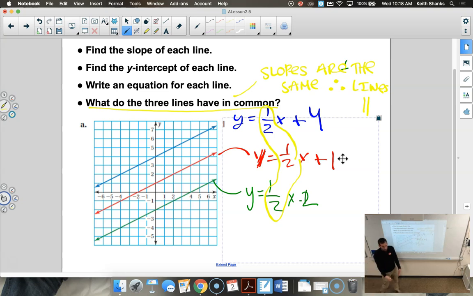Sneak peek really quick to geometry. We never want to assume lines are parallel in geometry, unless they tell us. They'll say assume the lines are parallel, or they'll say they are parallel. If they're not told, this is actually one way we can show that they are parallel. But if they give you the equation, then you know that it's parallel. They don't always do that.